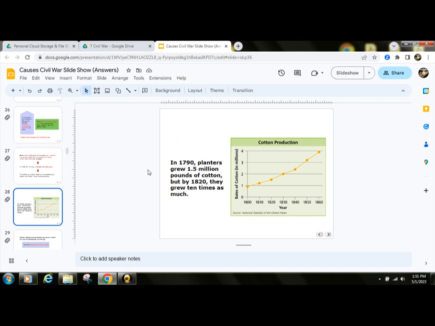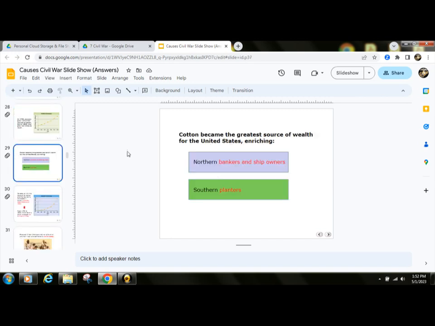You can see from the graph here, in 1790, planters grew 1.5 million pounds of cotton, but by 1820, they grew 10 times as much. So 1860 is 1 year before the Civil War started. So you could see that cotton, guys, the demand and desire for it just increased every single decade. So it's fair to say that the South, it needed cotton. Cotton was part of its whole industry.